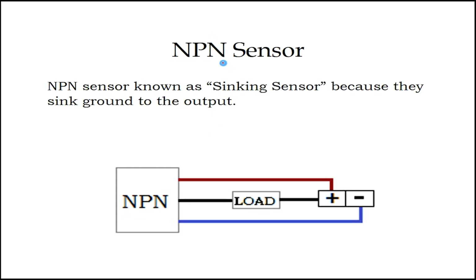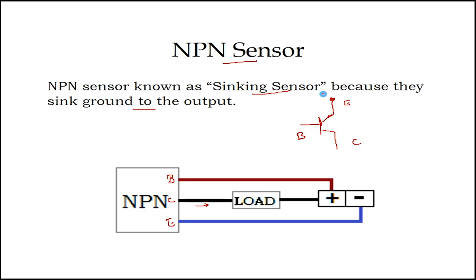Next, let's see the NPN sensor. The NPN sensor is known as a sinking sensor because it sinks ground to the output. This is the basic architecture or block diagram for an NPN sensor. The first terminal is the base terminal, then the collector terminal, and this one is the emitter terminal. Let's see the circuit diagram for the NPN type sensor. It has three terminals: base, emitter, and collector.